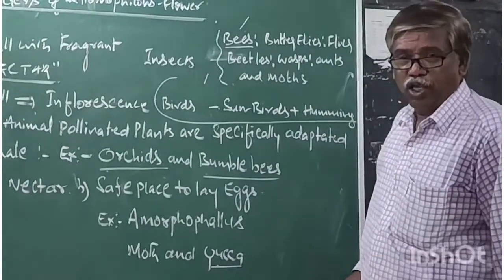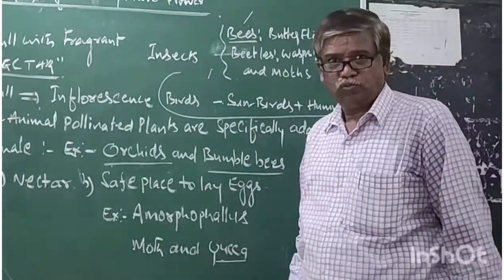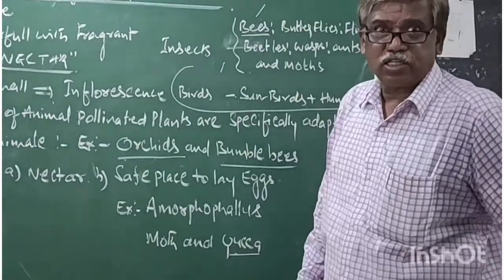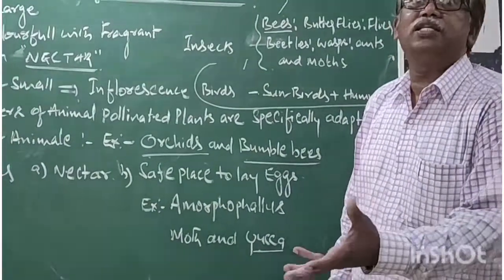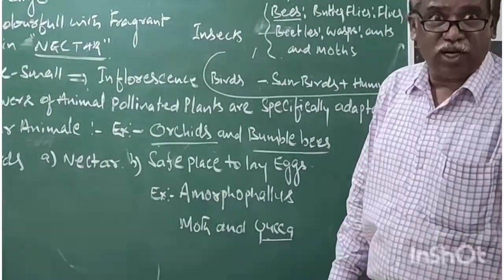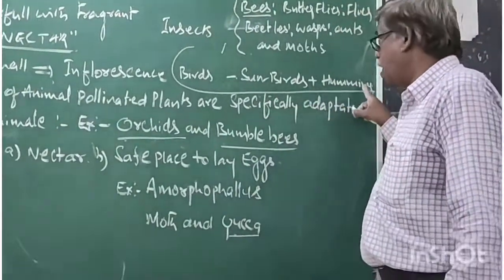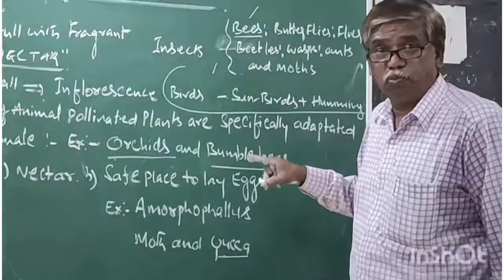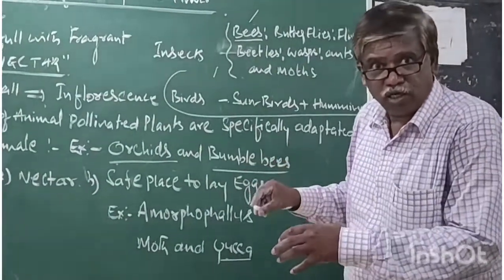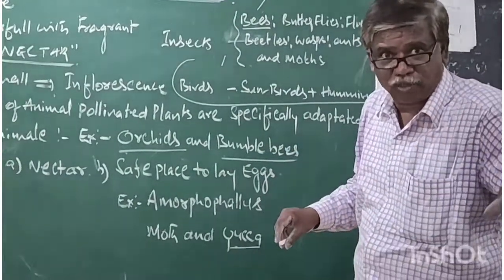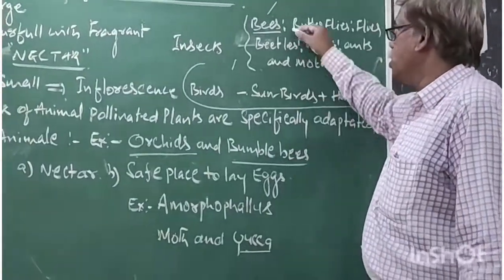Birds. Pollination by birds is called ornithophily, and the study of birds is called ornithology. Ornithophilous pollinators include the sunbird and the hummingbird. These are the two most important birds which help in pollination. Right. Now come to the bees.